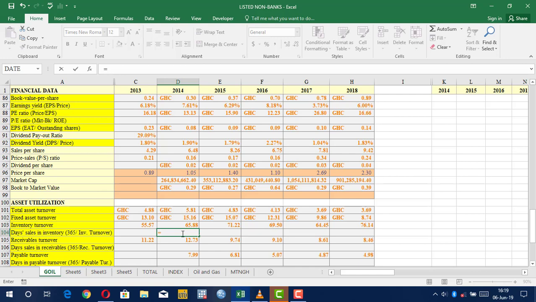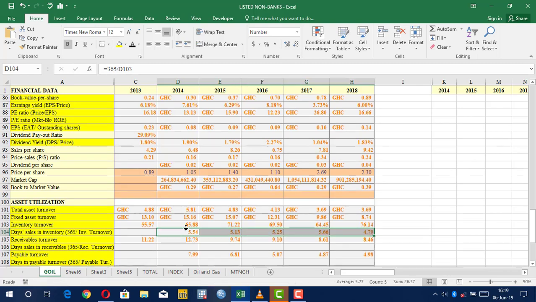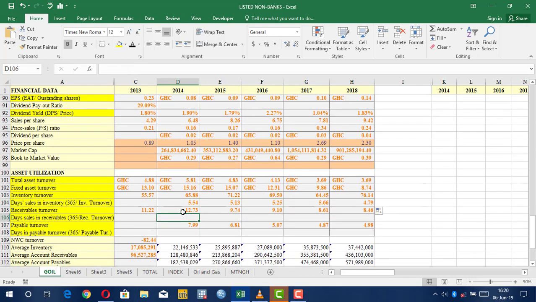These calculations are very easy. We need it in days, so all we have to do is divide 365 by the inventory turnover. So we will drag it here. Okay, so there we have it. We will do the same for the days receivables, or receivables turnover in days: 365 divided by the receivables turnover. We will drag it here. Let's make it 2 decimal places. Then the last one, which is the payables turnover: 365 divided by the payables turnover. So you drag it here.